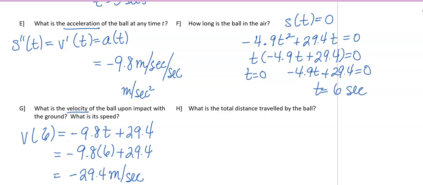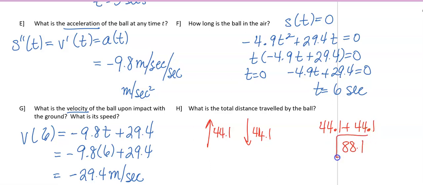For part H, total distance. Well, if the maximum height was 44.1 up and it went down 44.1, then we're going to add those together. We are going to see that written differently in January, February. Sorry, that should be 88.2 meters. Distance, remember from Algebra 1, is always positive. The negative shows us direction.